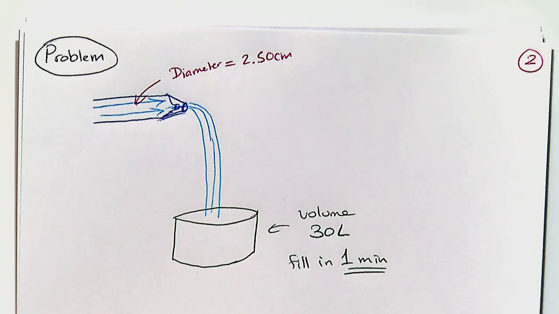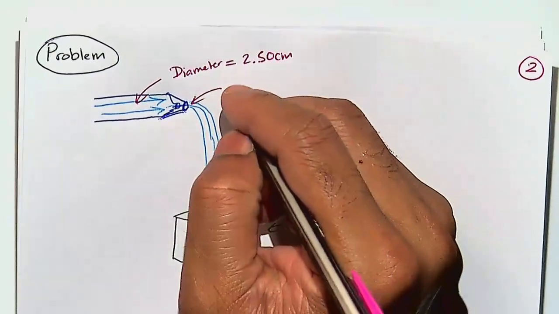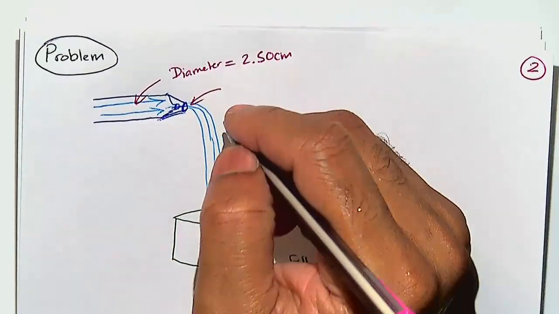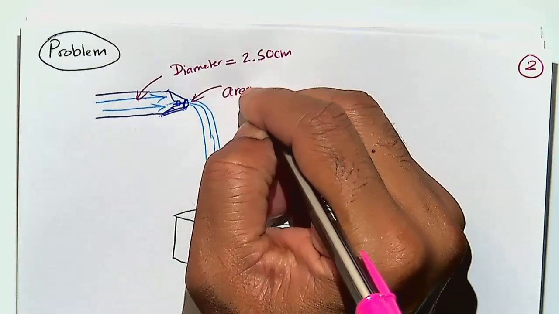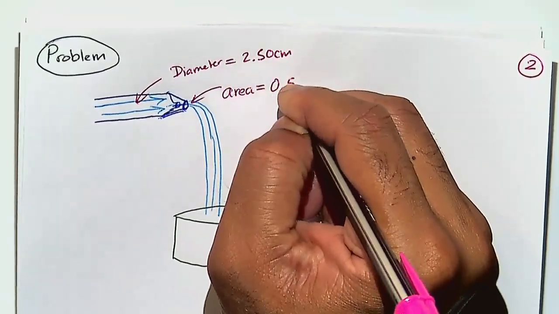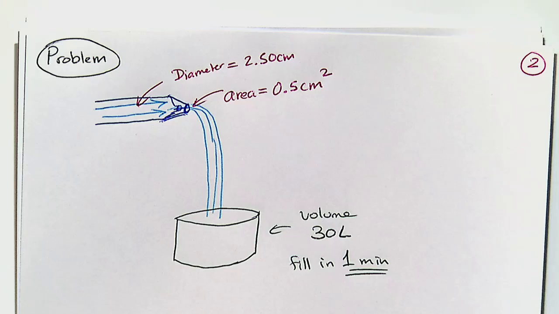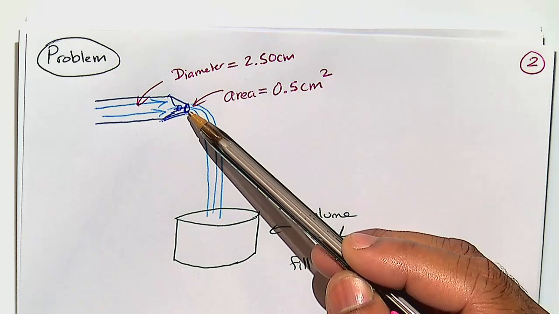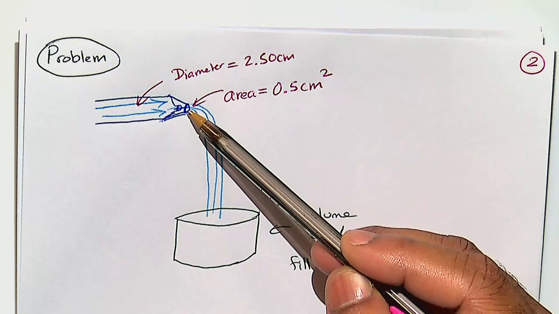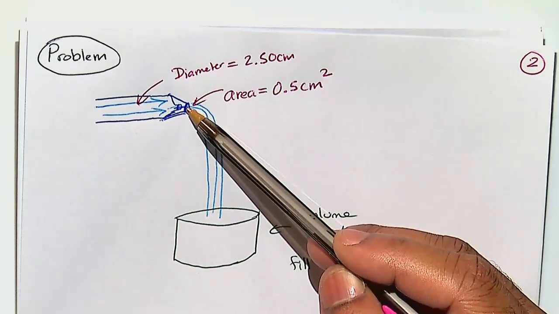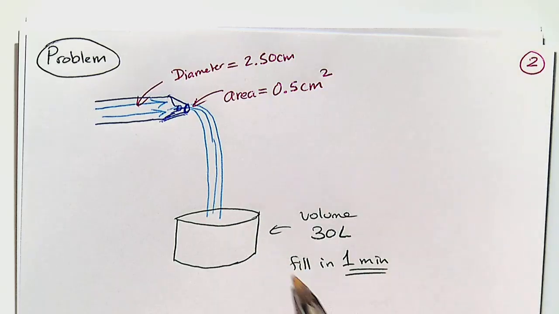and we're given an area of the nozzle, 0.5 centimeters squared. What we need to do is figure out how fast the water is coming out at the point of the nozzle. For all of this to work out, we don't know that information. We want to try to solve it.